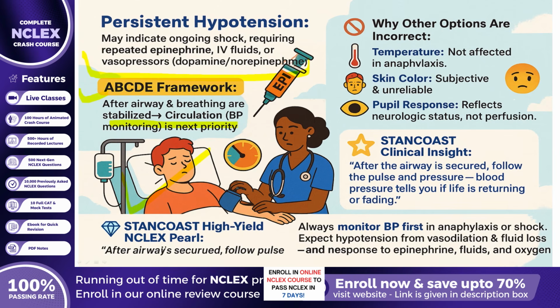Option B, assessing skin color, can provide some indirect cues about perfusion, but is subjective and easily influenced by factors like baseline skin tone or lighting. Improvement in skin color may accompany recovery, but is not a reliable indicator of circulatory stabilization. Option D, checking pupillary response, assesses neurological status rather than circulatory function. Unless the client progresses to respiratory arrest or profound hypoxia, pupils remain reactive. Therefore, this measure does not guide the nurse in evaluating treatment effectiveness during anaphylaxis.